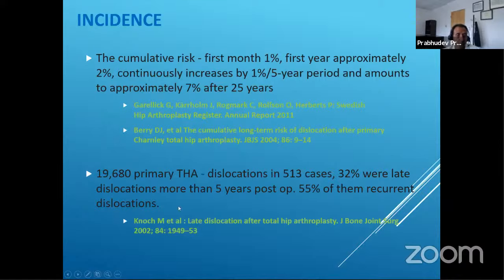In this study, including about 20,000 primary hip replacements, there were 513 dislocations, and 32% of them were found to be late dislocations, happening more than 5 years after surgery. And 55% of them were recurrent dislocations. So once there is a first dislocation, there is a high risk of recurrent dislocations. So it is not an easy complication to manage. We have to pay attention to so many different factors when we are dealing with hip instability.